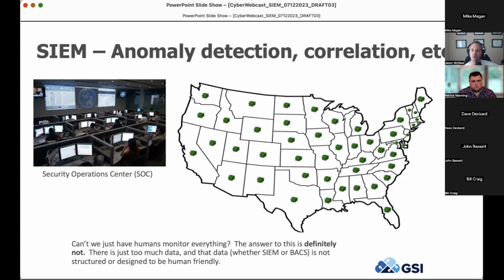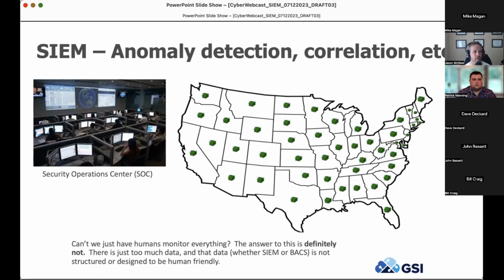That's so a SIEM, similar to a building access control system, will take this data for us, and then it will archive it so we could go back in time and look and see what happened. And it does this off site so that this stuff cannot be tampered with. Next slide, please.